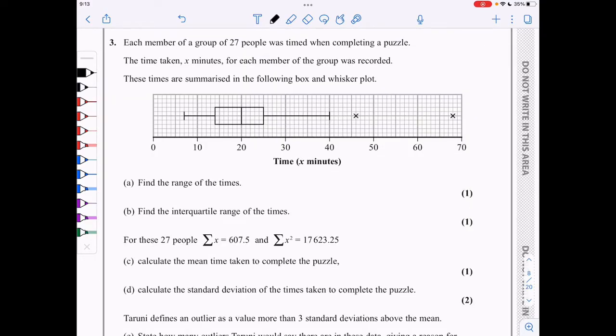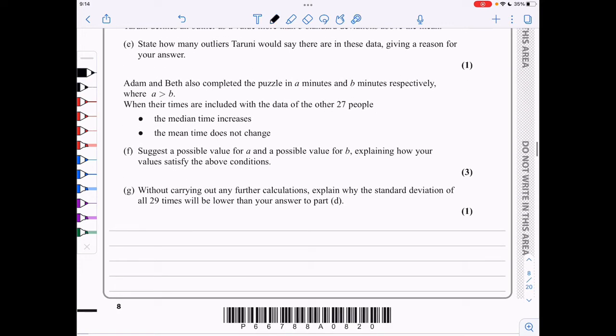In question 3, we've got 27 people timed when completing a puzzle. X is the time taken, and this is the box plot summarizing the findings. Find the range of the times. Well, obviously it's the maximum take away the minimum. So the range will be 68 minus 7, which is 61.